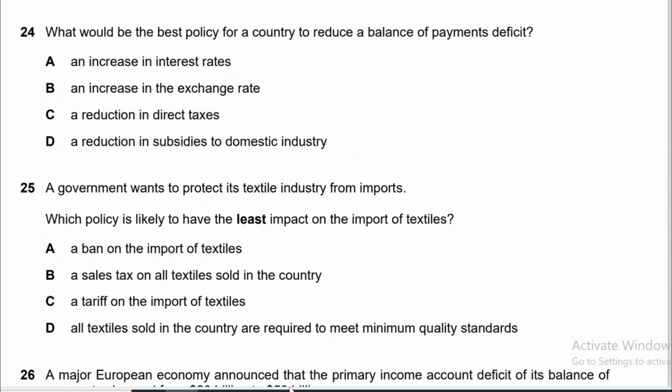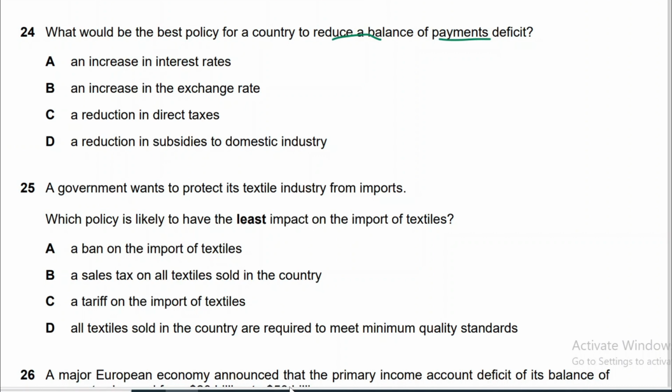Question number 24, what would be the best policy for a country to reduce a balance of payment deficit? So the aim is to reduce the balance of payment deficit. Deficit is when the value of imports is more than the value of exports, like more money is going out of the country and less money is coming into the country.